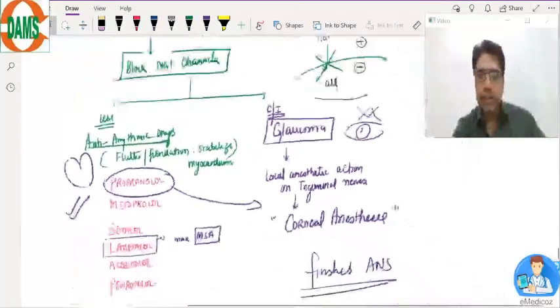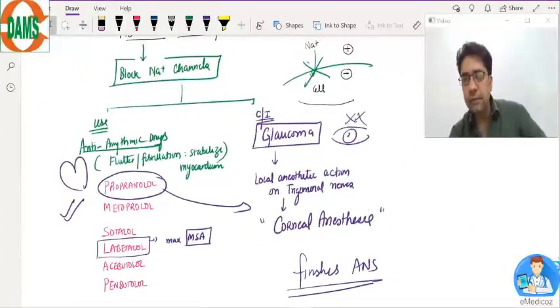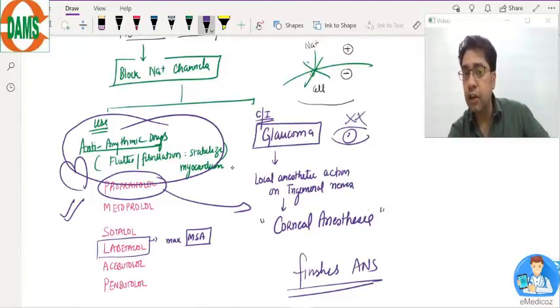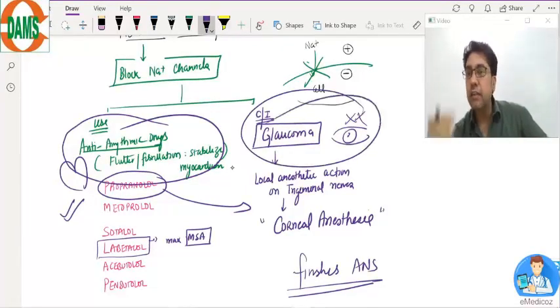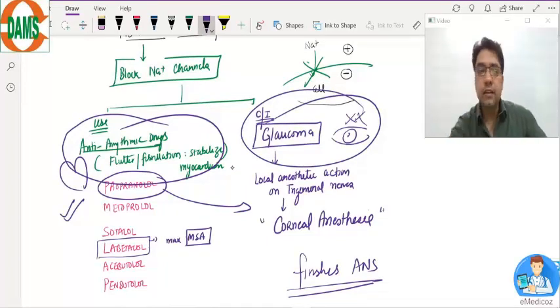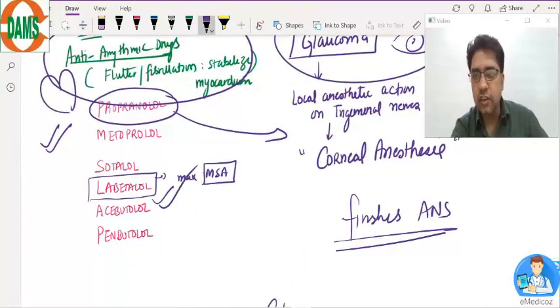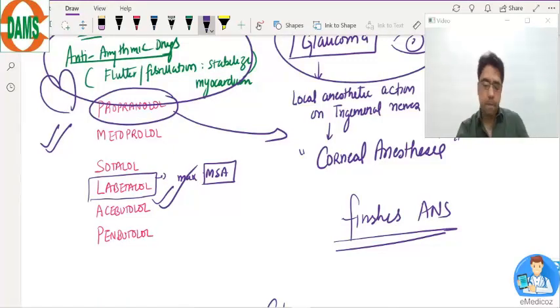Lastly, membrane stabilizing action. They block sodium channels, so the membrane is stabilized. On the heart, they have antiarrhythmic action, but on the eyes they will produce corneal anesthesia. The patient will not feel pain. Do not give this kind of beta blocker in glaucoma. The examples are PM SLAP, and the maximum membrane stabilizing action is of labetalol. And I hope this completes our ANS.